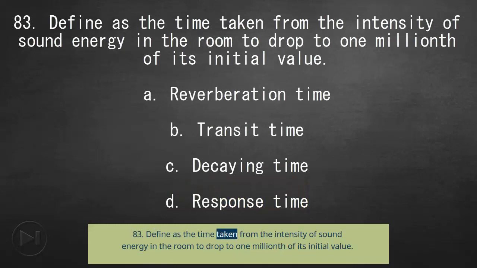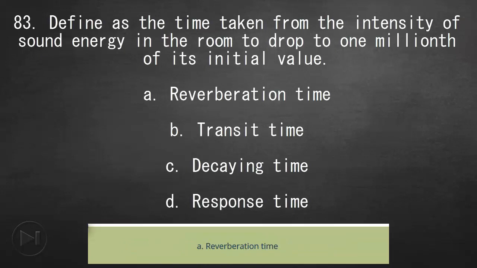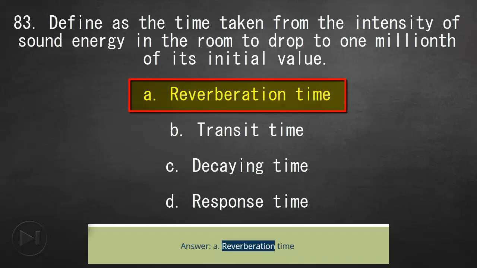83. Defined as the time taken for the intensity of sound energy in the room to drop to 1/1,000,000th of its initial value. A. Reverberation time, B. Transit time, C. Decaying time, D. Response time. Answer, A. Reverberation time.